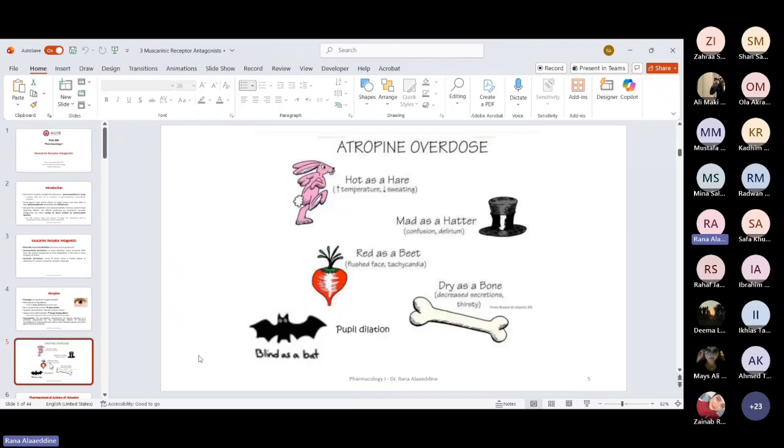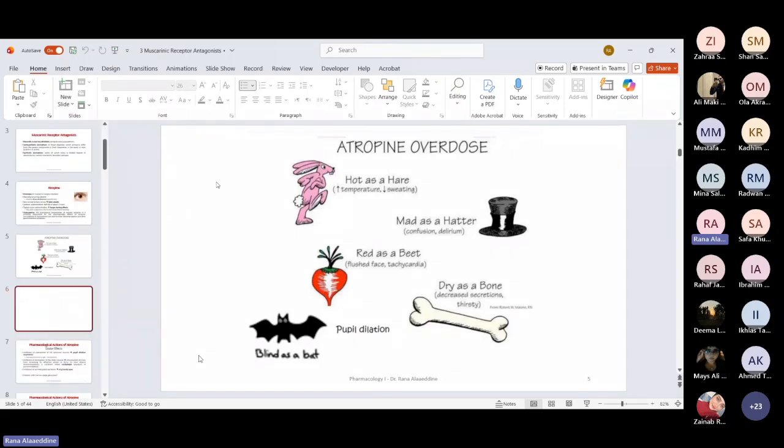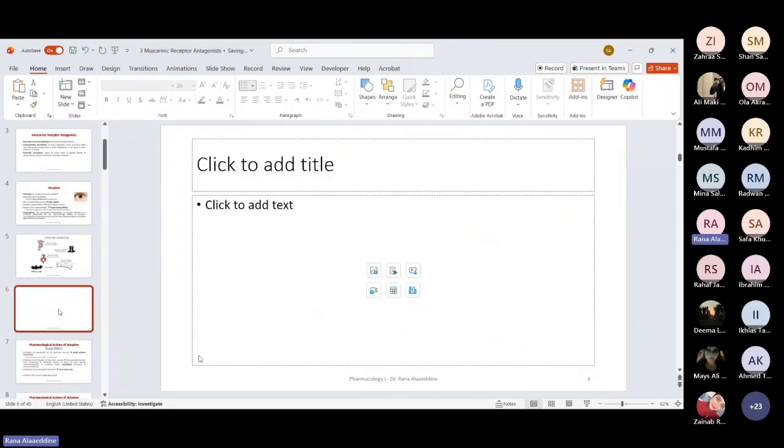Now, to remember the effects, I'm going to just name them here, and then we're going to go back to them again. Okay, so atropine overdose, or the effect in general, is hot as a hare because it raises temperature, decreases sweating, mad as a hatter, red as a beet, dry as a bone, and blind as a bat. What do I mean by this, and why am I saying it? Okay, let me open a new content slide so that we can take notes regarding this.